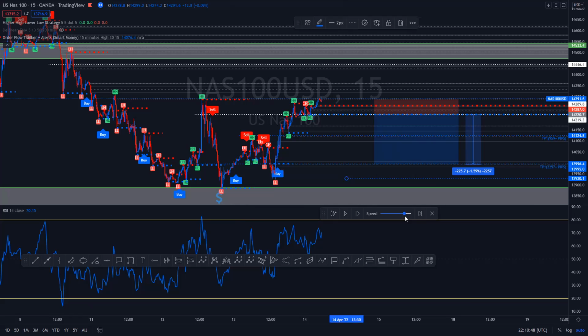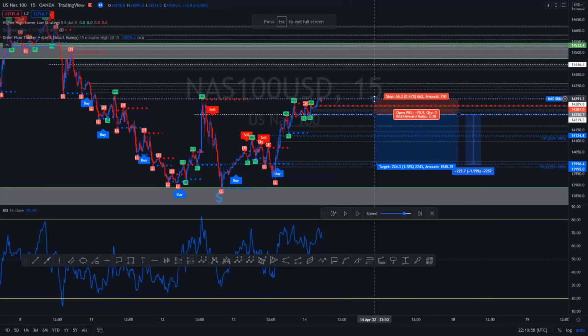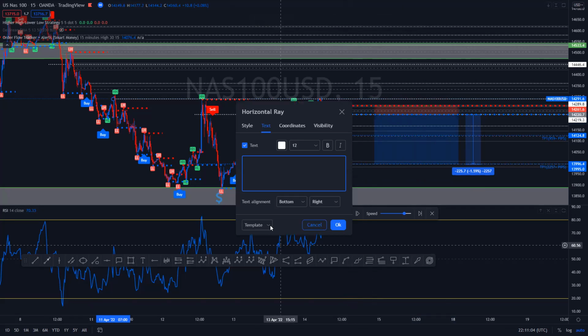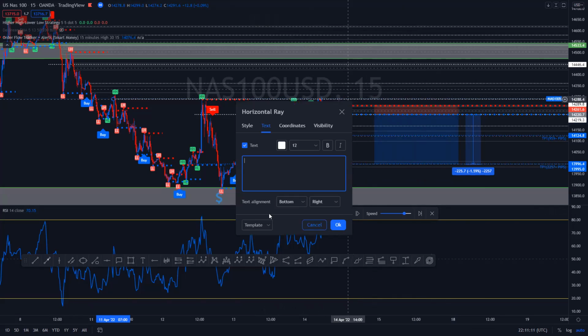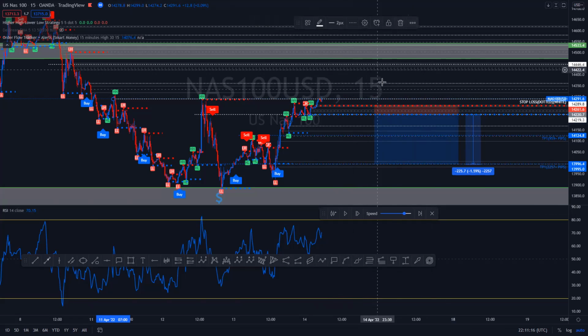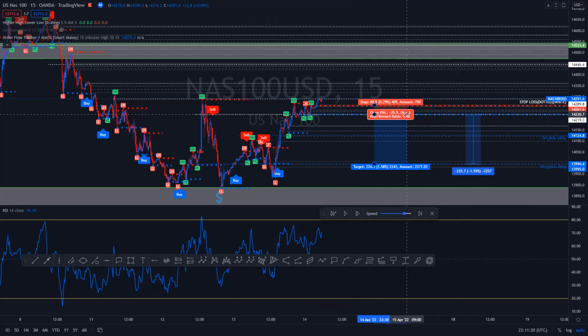Now, a couple things too, I'm going to also, actually my stop loss will be right here. Then this is going to be labeled. I'm going to label this as my stop loss. It's going to be white. And then I'm going to thin this out.